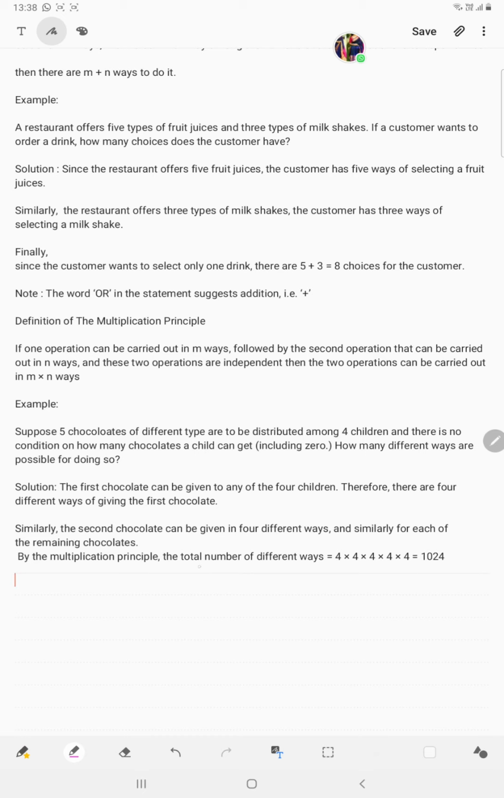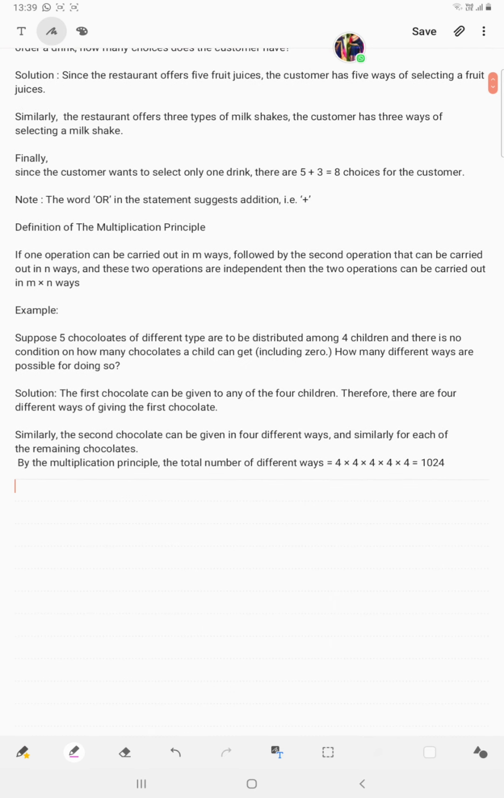Therefore, by the principle of multiplication, the total number of ways is 4 into 4 into 4 into 4 into 4, which is equal to 4 to the power of 5, which is equal to 1025 ways. We can distribute these 5 chocolates among those 4 children. This is called multiplication principle.